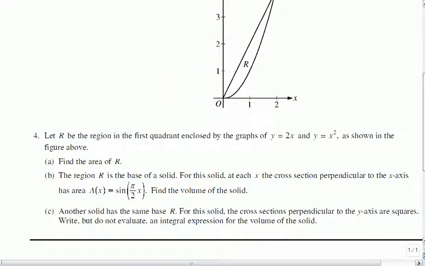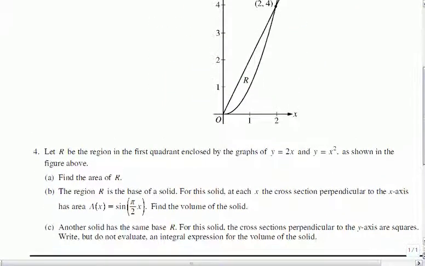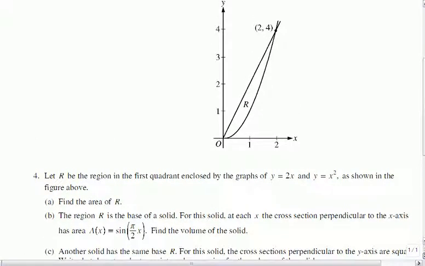Right, so part A, find the area of R. We're given the equations for both of those curves that we see are lying on the curve. If we're going to do this dx, we're going to go top curve minus bottom curve. If we're going to go dy, we'll go right minus left.